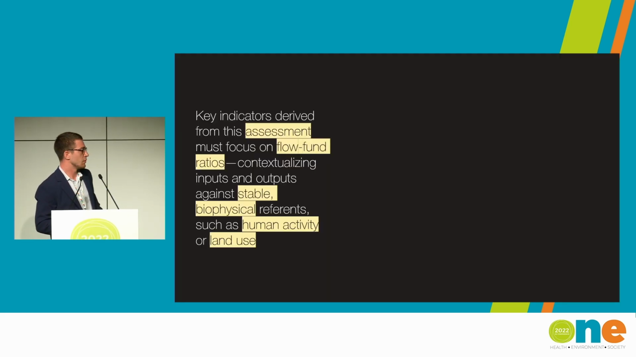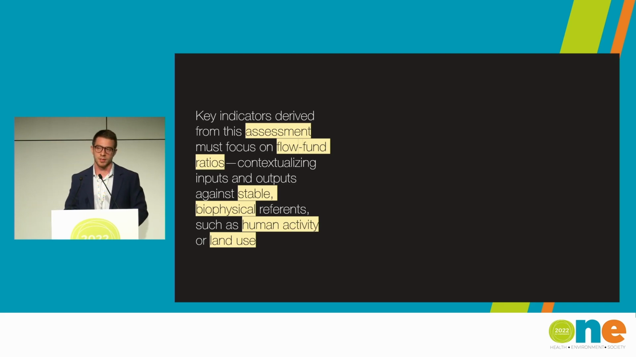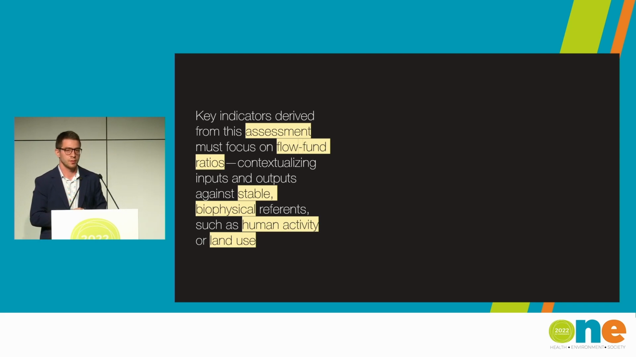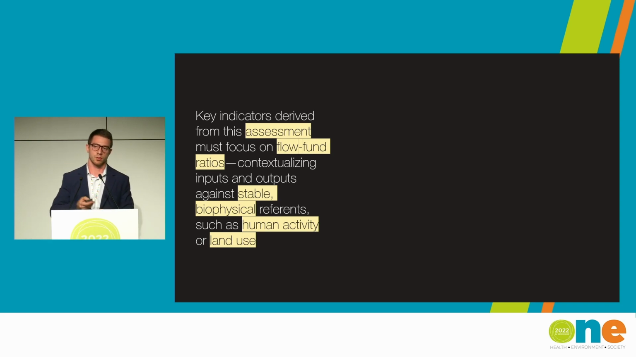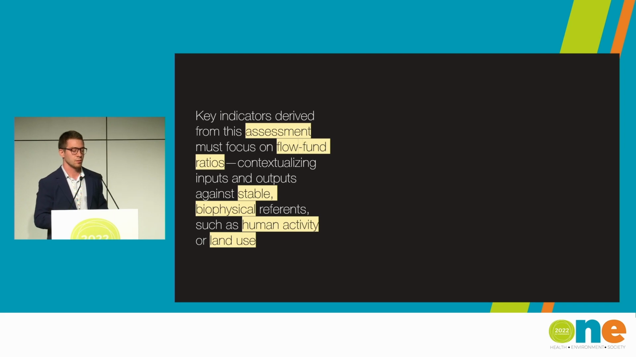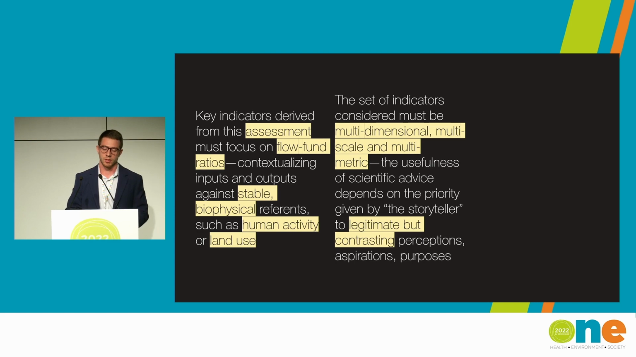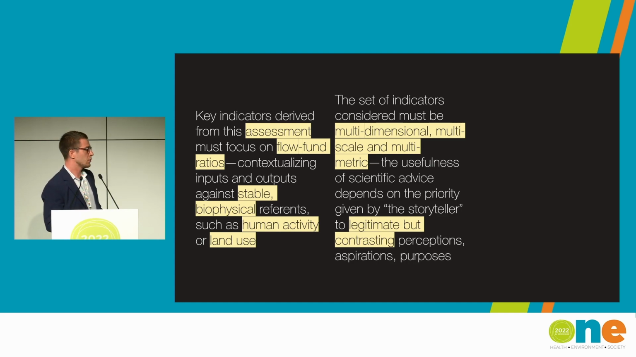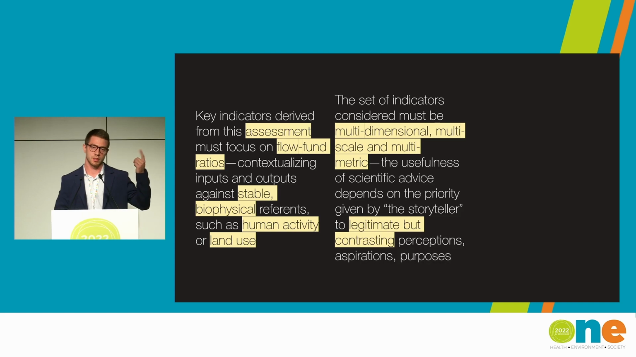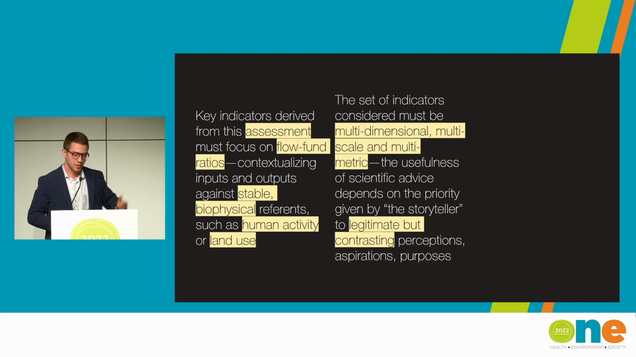So a few conclusions, moving very quickly. Key indicators derived from this assessment through the lens of societal metabolism must focus first and foremost, but not exclusively, on flow fund ratios. These are per unit ratios, so a flow versus a stable biophysical element. Basically what this means is contextualizing inputs and outputs against stable biophysical reference, such as human activity, land use, power capacity, or so forth. The set of indicators considered must be multidimensional, multi-scale, and multi-metric. This is because the usefulness of scientific advice depends on the priority given to the storyteller to legitimate but contrasting perceptions, aspirations, and purposes. This gets to the question previously about how to weight indicators: when you're dealing with a system that you view as organic rather than mechanical, only a divine being could weight the indicators.